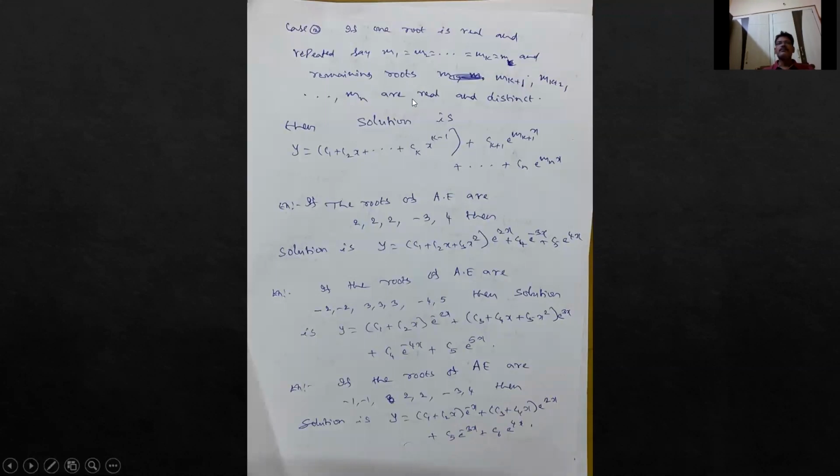So if one root is real and repeated, say k times repeated, suppose m1 is equal to m2 equal to mk equal to m. So suppose the root m is repeated k times, and the remaining roots mk plus 1 up to mn are real and distinct. Then the solution is like this: y is equal to c1 plus c2x up to ck x power k minus 1, e power mx.